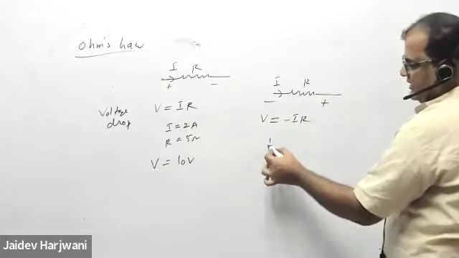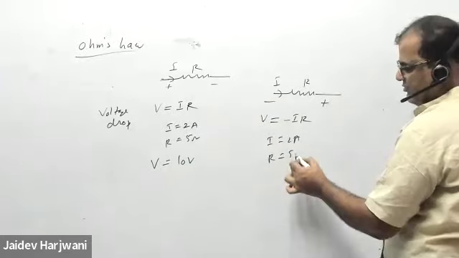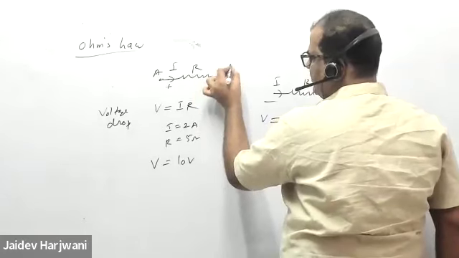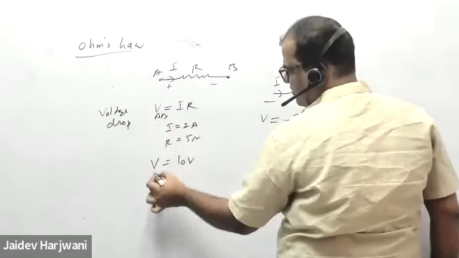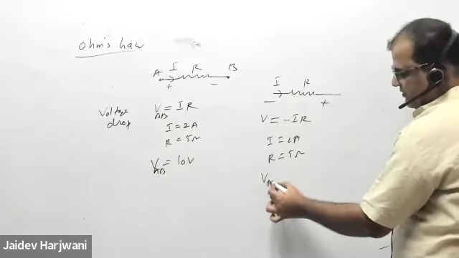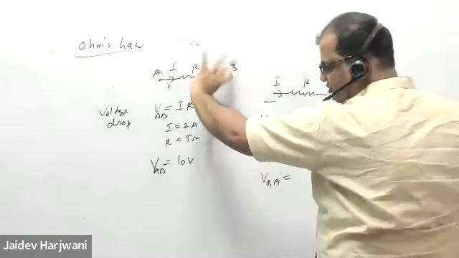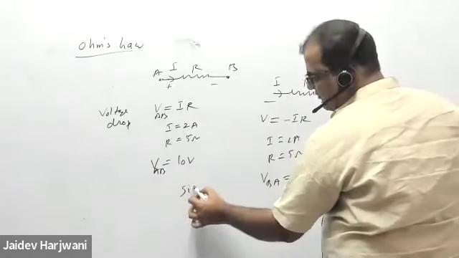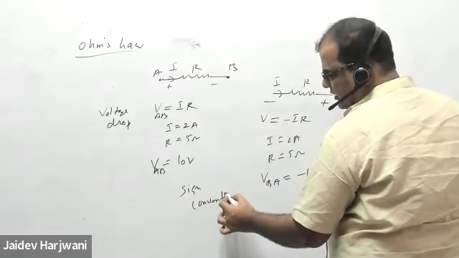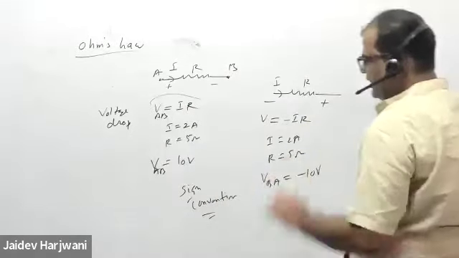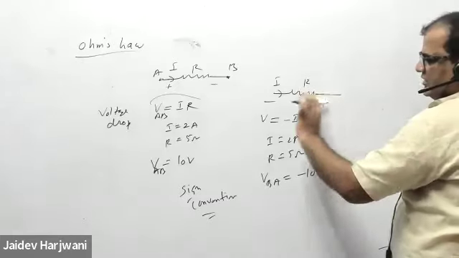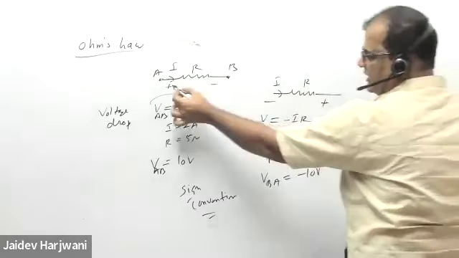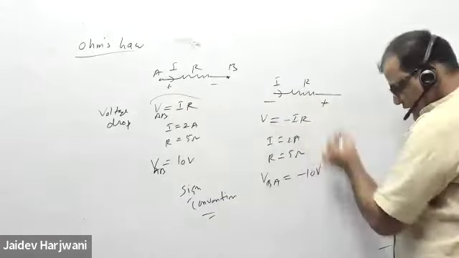Same circuit, I is 2 ampere, R is 5 ohm. Let me give the terminals names also, VA, VB. So VAB will be 10 volt. And if I measure VBA, of course that will be the opposite, minus 10 volt. So this is a sign convention you should always remember while applying Ohm's law. Ohm's law is not always IR. If I am measuring like this, it will come negative; if I'm measuring like this, it will come positive. You should understand that.